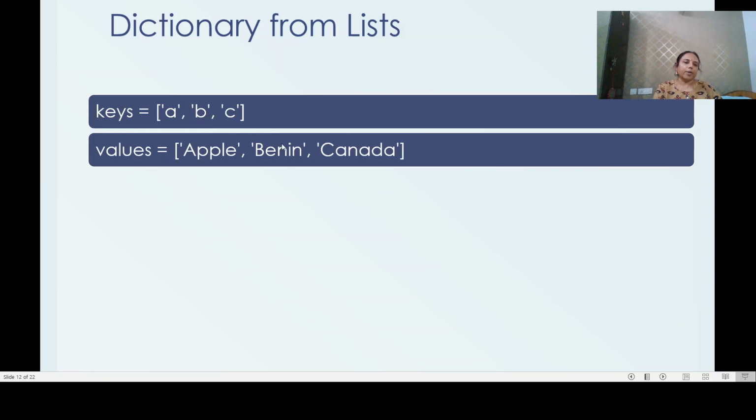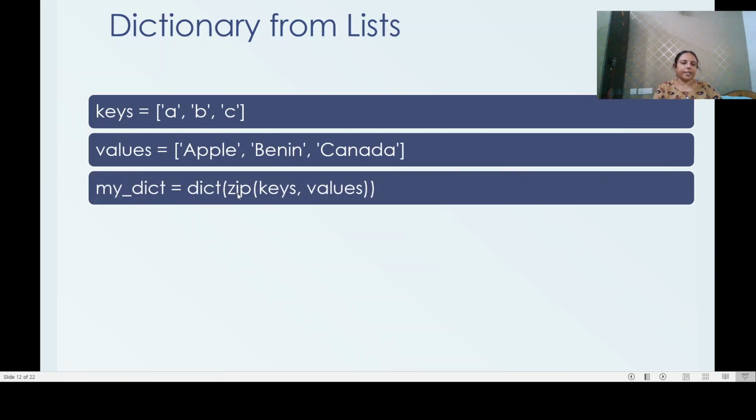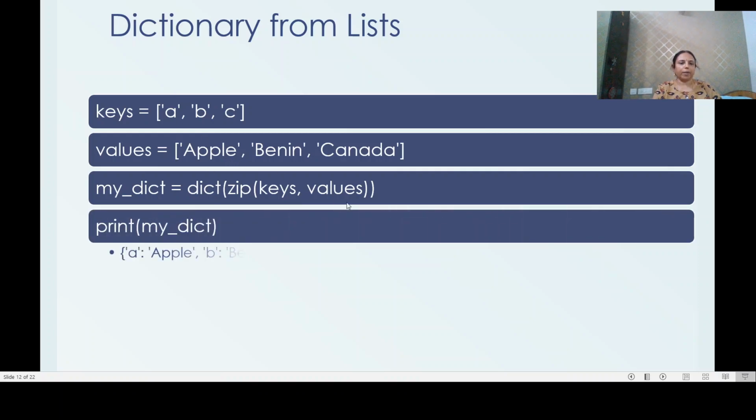And this you can do by using a function called zip. Okay, zip keys comma values, then you give dict. So this will create a dictionary containing these corresponding keys and values. If I print my dictionary, you will get the output like this. So this is a facility you have for combining the keys and values represented in lists to form a dictionary.